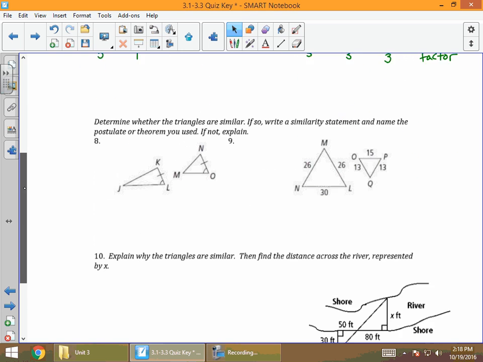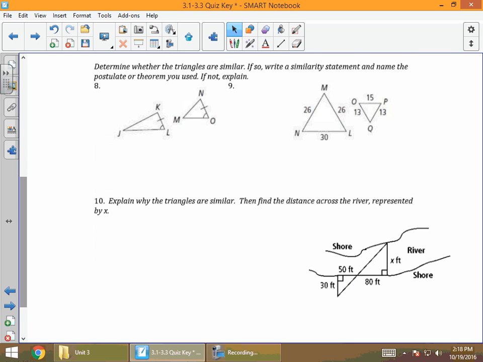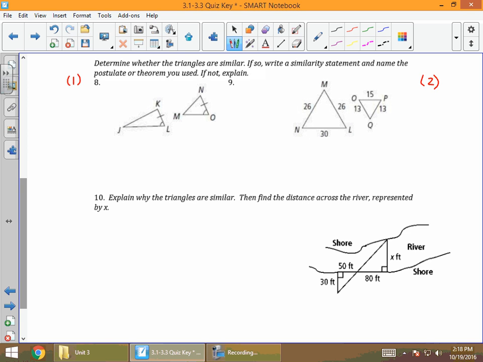All right, let's jump down here to numbers 8 and 9. Again, number 8 is worth 1 point, and number 9 is worth 2. There's another couple of points. It says determine whether the triangles are similar. If so, write a similarity statement and name the postulate. So let's take a look. It says, write a similarity statement, name the postulate or theorem.